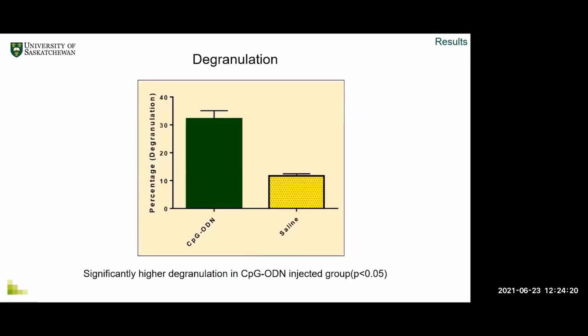In degranulation results, we saw the same pattern, and the CpG treated group had significantly increased degranulation ability compared to the saline group.